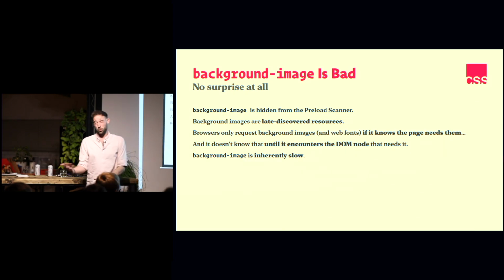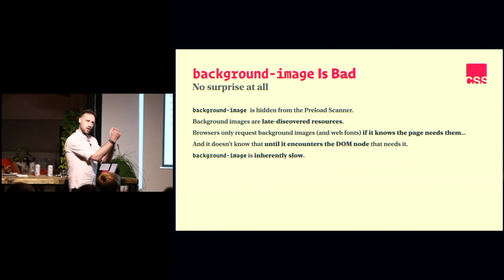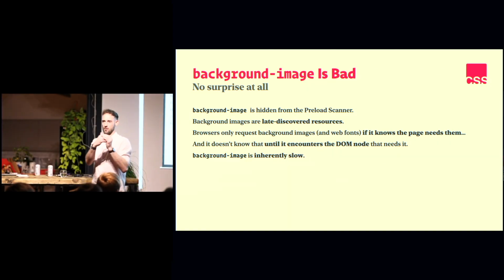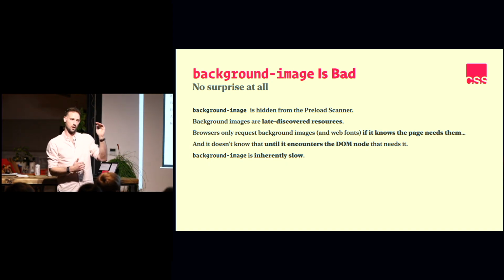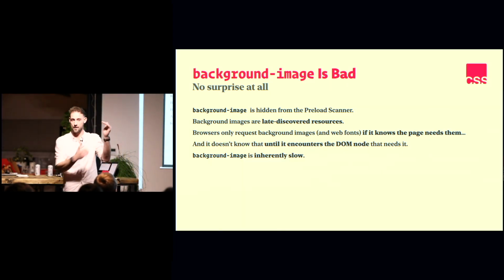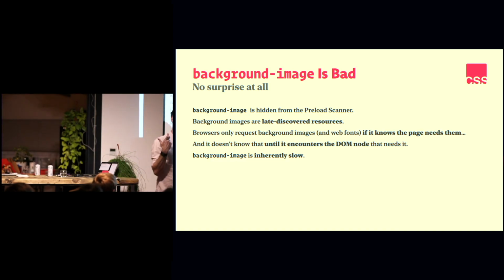Background images and web fonts are what we call late discovered resources. Imagine you link to a Google Fonts CSS file, and in there are 10 different font face rules. The browser will only download the fonts the page actually needs. It's conservative, it's sensible. So it can read 10 font face declarations, but it will only download the fonts the current page actually needs.